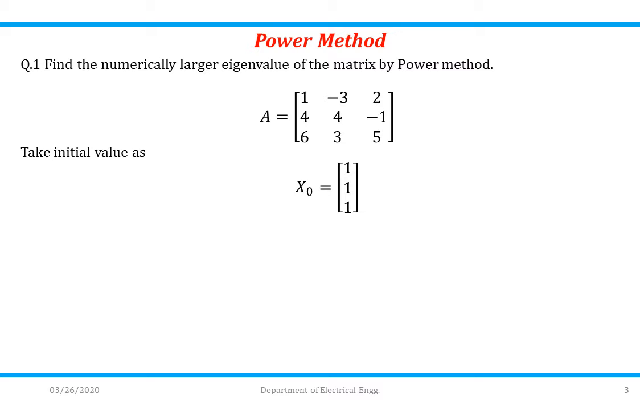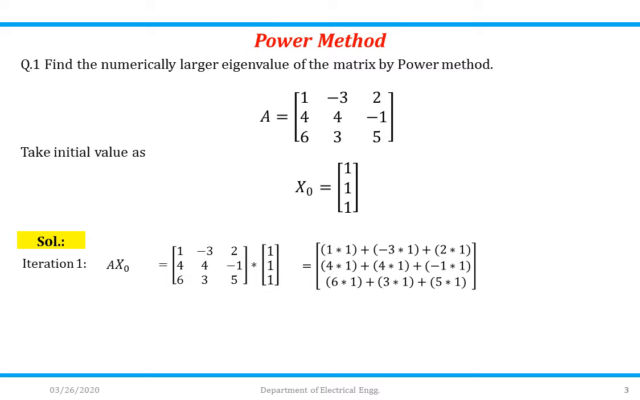It is very simple. In the first iteration, you have to multiply A into x0. So how to multiply this? The multiplication of the matrix is like this: 1 into 1 plus minus 3 into 1 plus 2 into 1, which I have written here. Then 4 into 1 plus 4 into 1 minus 1 into 1, I have written this step here. Then 6 into 1 plus 3 into 1 plus 5 into 1. If you calculate, you will get the answer as 0, 7 and 14.